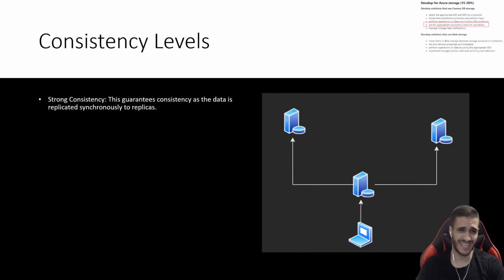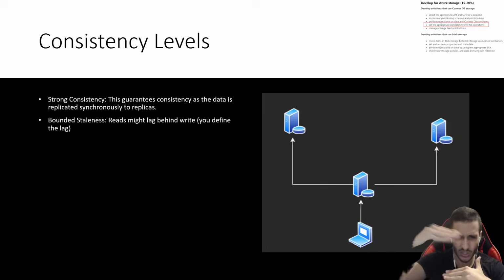Basically, this guarantees consistency as the data is replicated synchronously to the replicas. So once the client writes data to the closest database, the client has to wait until all the data gets replicated synchronously before getting the okay. So obviously that's going to compromise availability, but you will make sure that you get strong consistency before getting the confirmation that data is actually written.